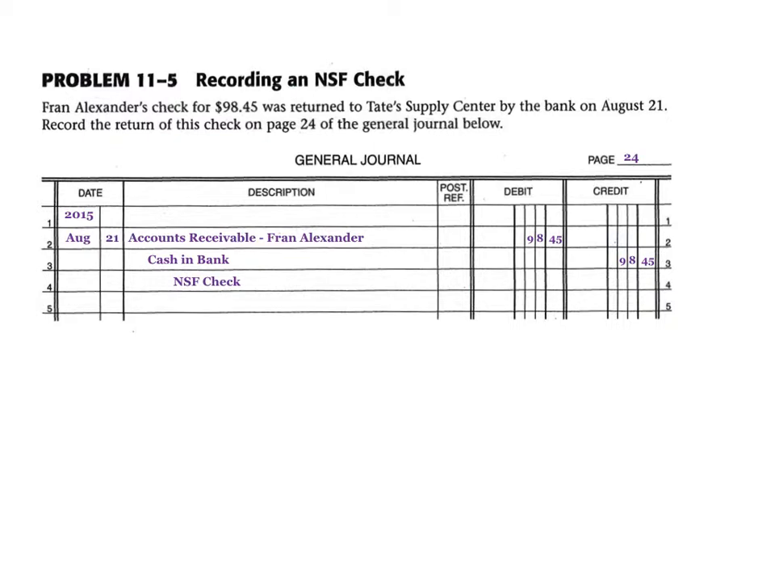It's also important if we get a returned or bounced NSF check. We need to record this so that our records are up to date. And here's an example how that looks. August 21, accounts receivable. So they paid us a check, it was no good. So now they owe us money. That's accounts receivable, gets a debit of $98.45. And when they wrote us the check, we debited cash in bank. But that check was no good, so now we're going to credit cash in bank for that amount. And then write NSF check. And if you wanted to, you could also include the check number.